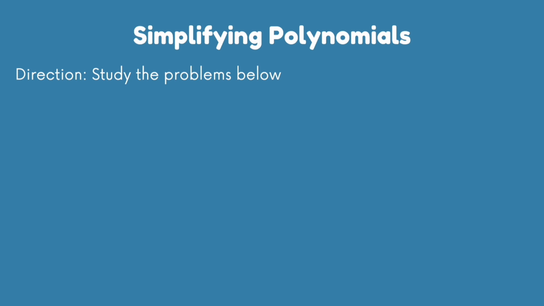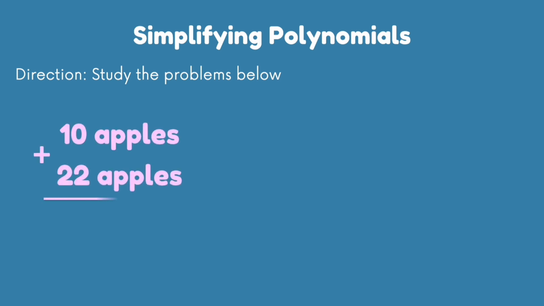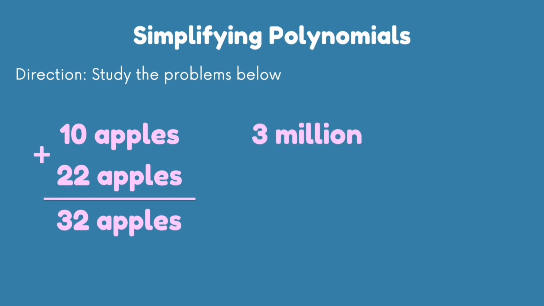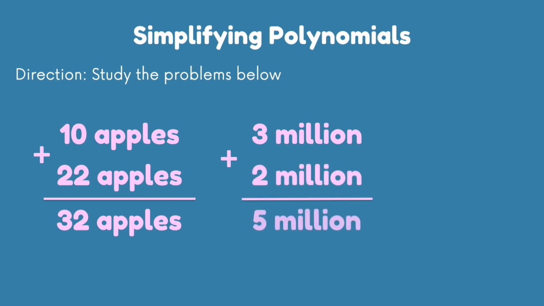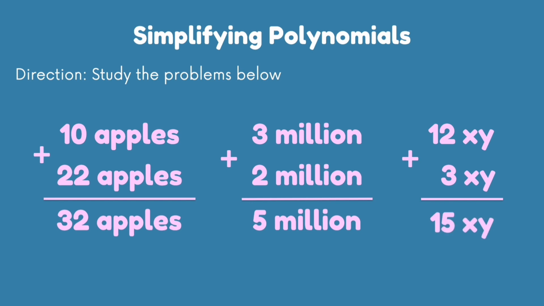Let us try to study the problems given below. In the first problem, we have 10 apples plus 22 apples, which equals 32 apples. In the second problem, we have 3 million plus 2 million, which equals 5 million. And for the last problem, we have 12xy plus 3xy, which equals 15xy. Notice that the results were similar to the things being added. When you combine an apple with an apple, the answer is also apple.